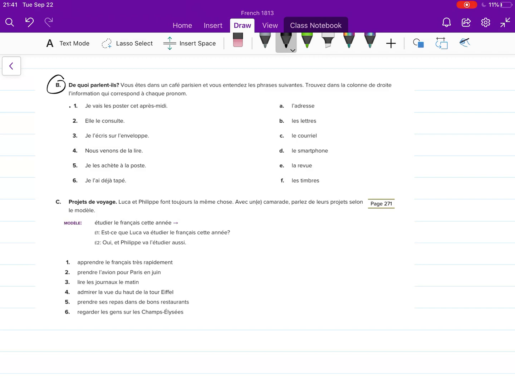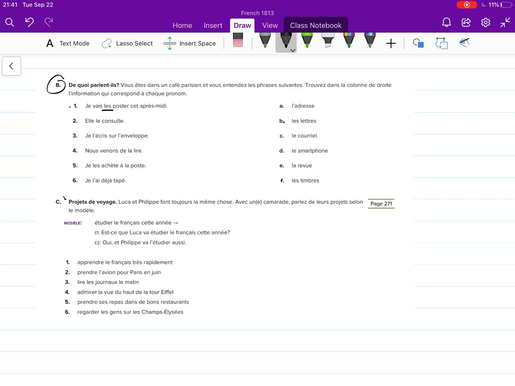So here we go. We have je vais les poster cet après-midi. What in the right-hand column could that have been? I know les is standing in for a plural thing, so it would either be les lettres or les timbres. Context clues would help you do that. So identify where your pronouns are first, and then link it up and match it with A through F to decide what is the thing that was actually being replaced.